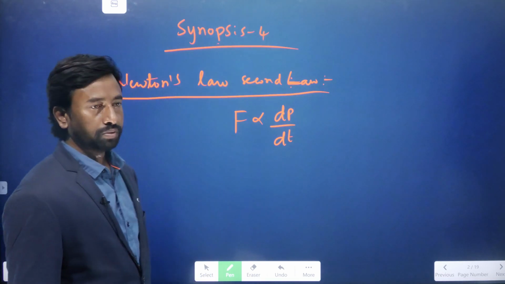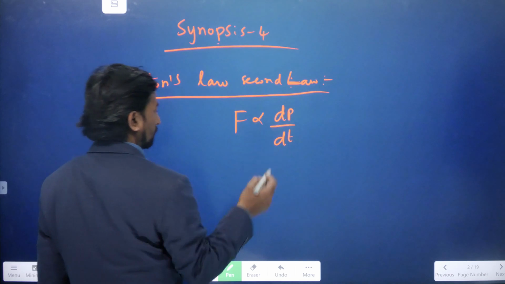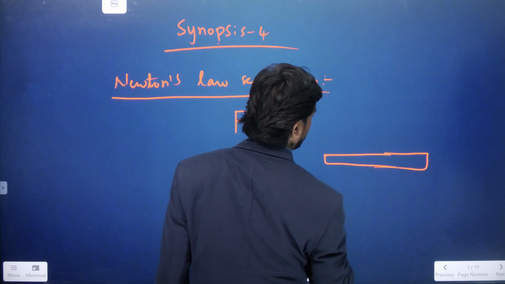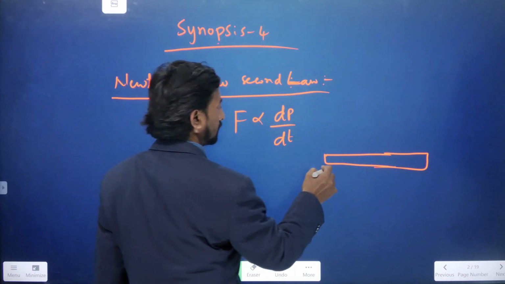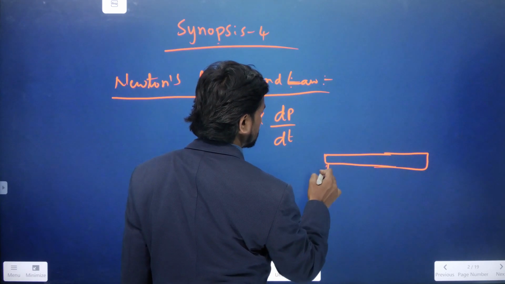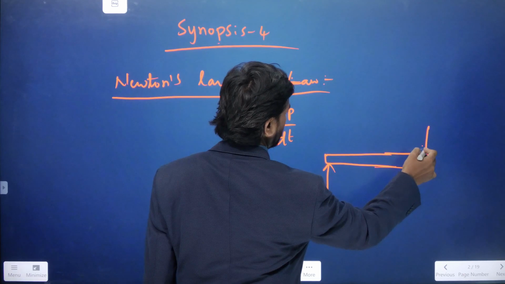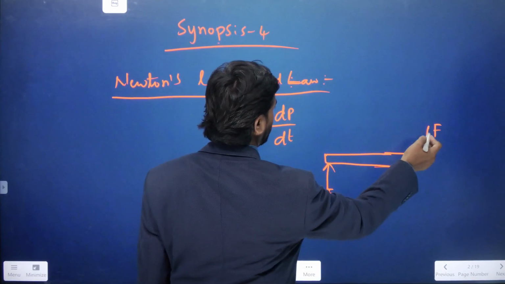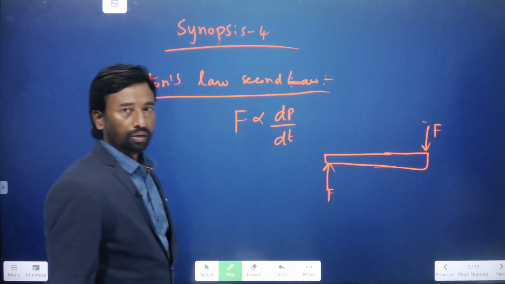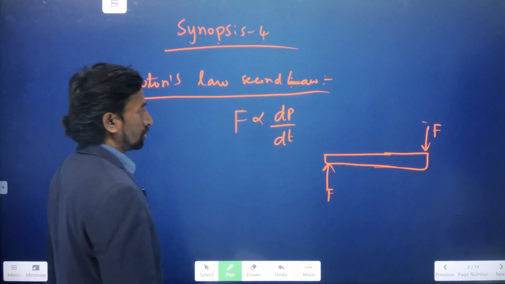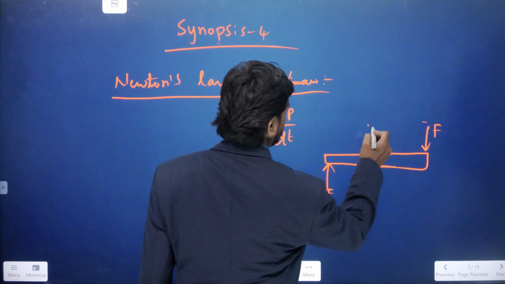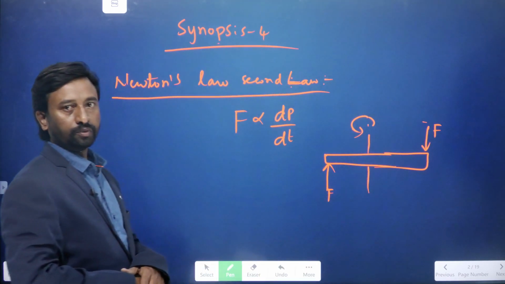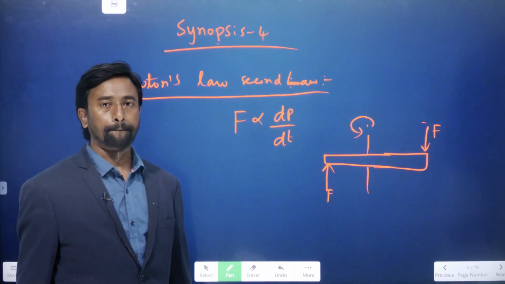Suppose you take a uniform rod, and on this body two forces are applied. One is in the upward direction and at the other end it is in the downward direction, and both are equal in magnitude but opposite in direction. Then this body will come into rotation about its axis.